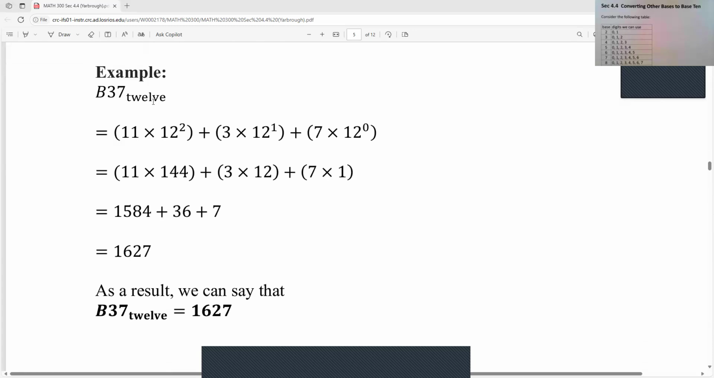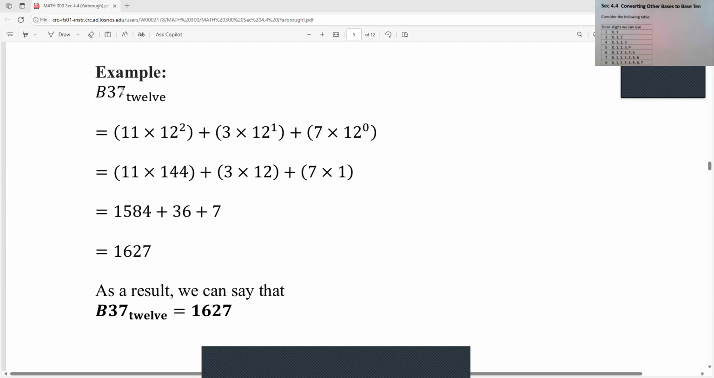Here's another example. Here's the base 12 example. B37 base 12. Let's try to convert B37 base 12 into base 10. What would that equal in the base 10 number system? Remember, the far right number is always your ones place. This time it's the ones place because 12 to the power of 0 equals 1.